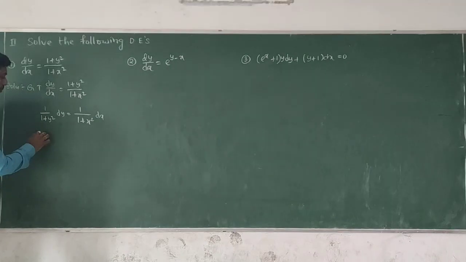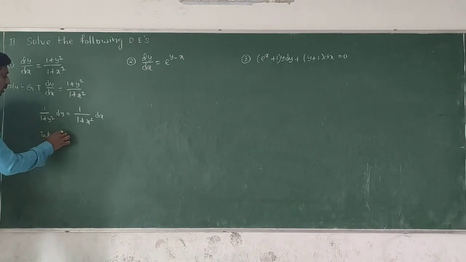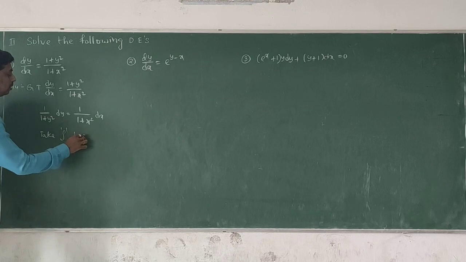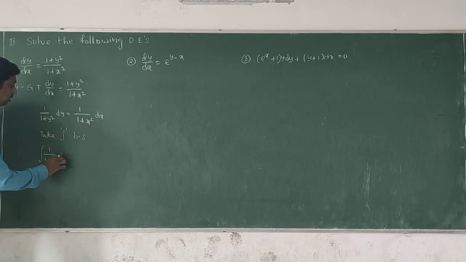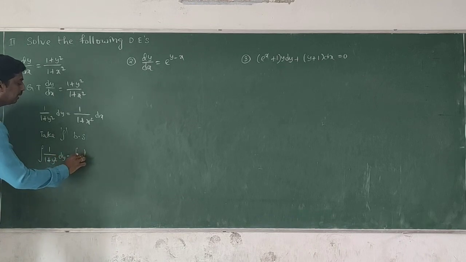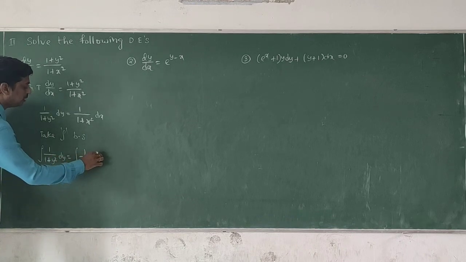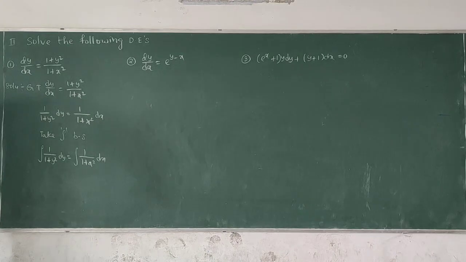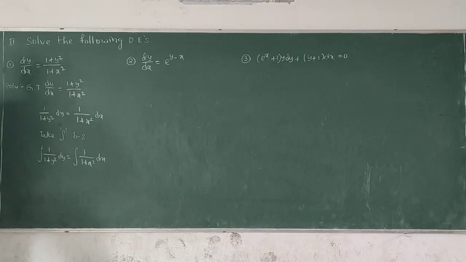Take the integration on both sides. The integration of 1 by 1 plus y square dy equals the integration of 1 by 1 plus x square dx. What is the integration of 1 by 1 plus y square?